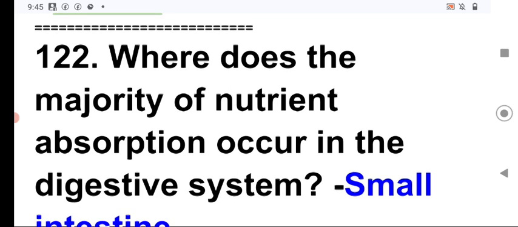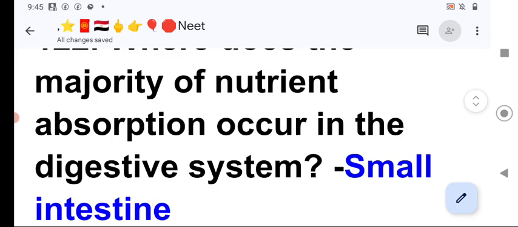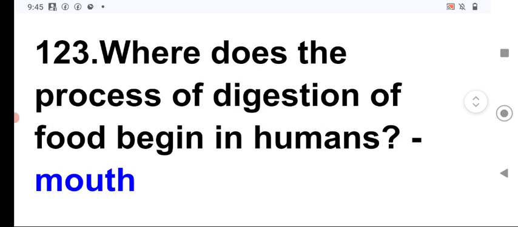Where does the majority of nutrient absorption occur in the digestive system? It is the small intestine where the majority of nutrient absorption occurs. Next, where does the process of digestion of food begin in humans? In humans, the process of digestion of food begins in the mouth.